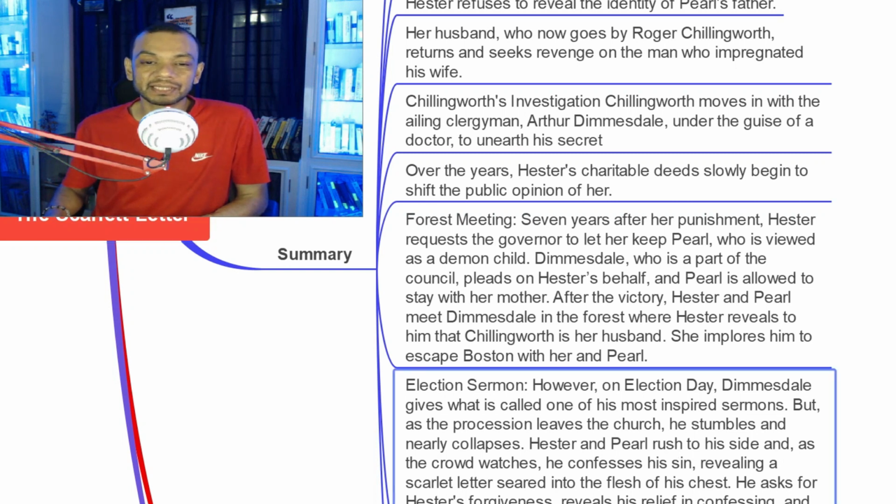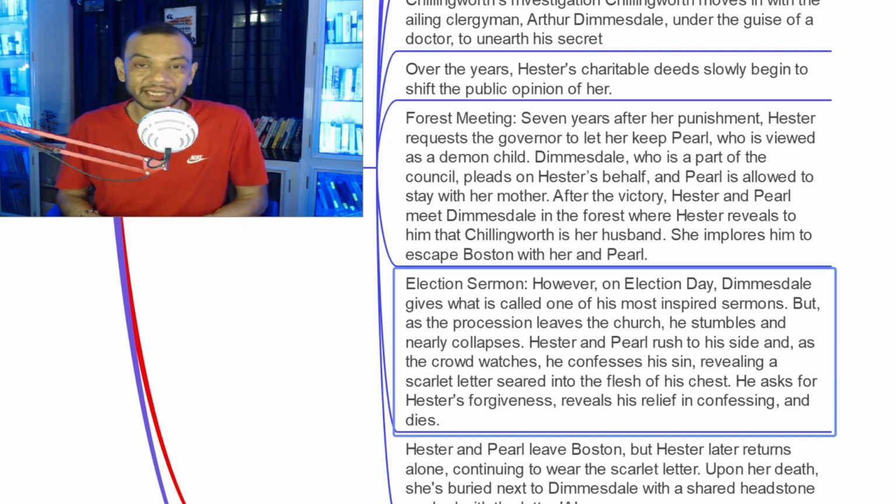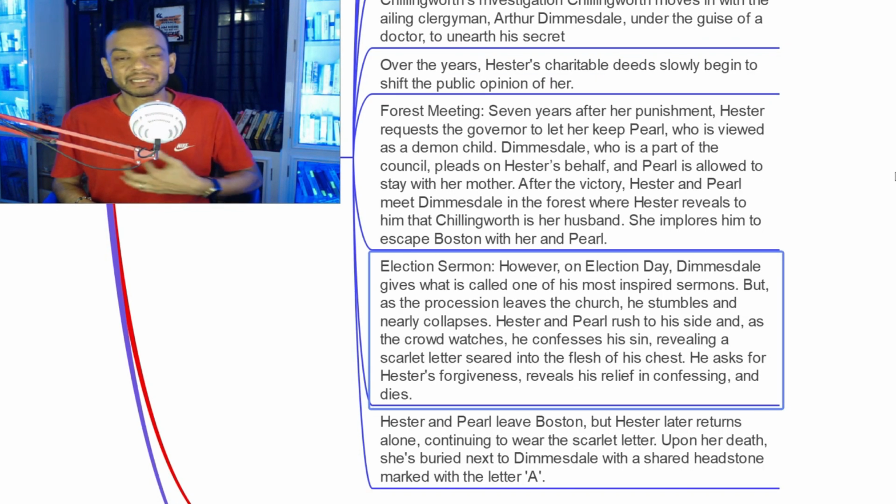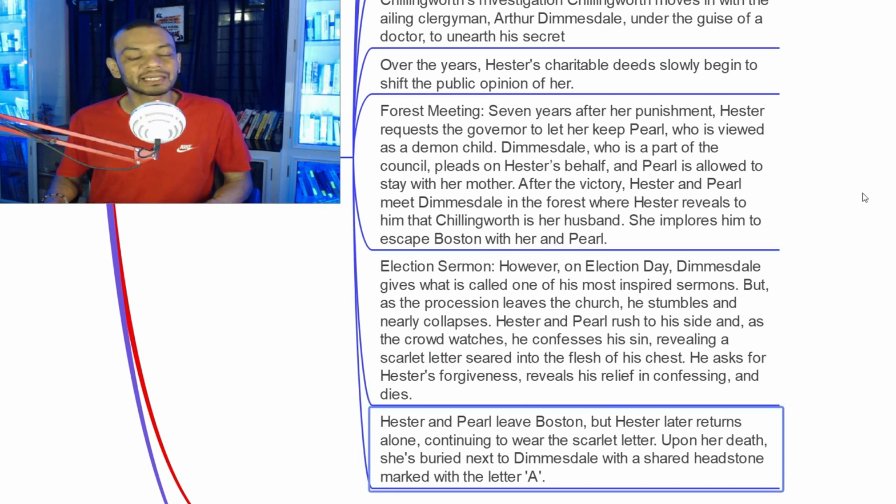And then the important scene is the election sermon scene. Here, on an election day, Dimmesdale gives a very impassioned sermon, and towards the end, when the procession leaves the church, he collapses, and Hester and Pearl rush to his side, where he openly confesses his sin. And when he opens his chest, we can see that he has the scarlet A seared into the flesh. And even in the beginning, when he was talking in the church, he actually had a habit of keeping his hand on his chest.